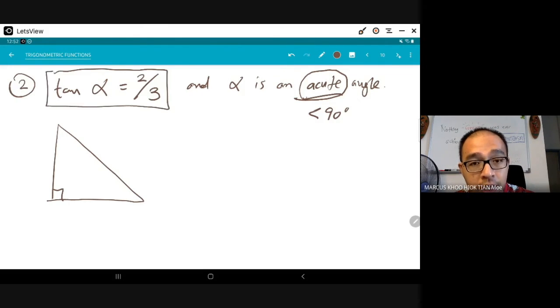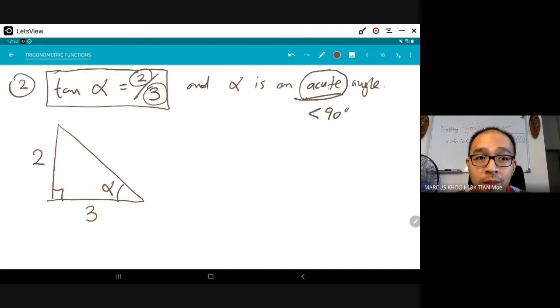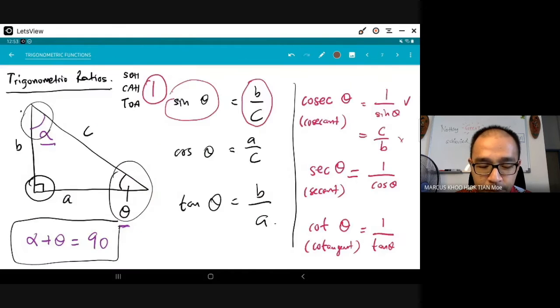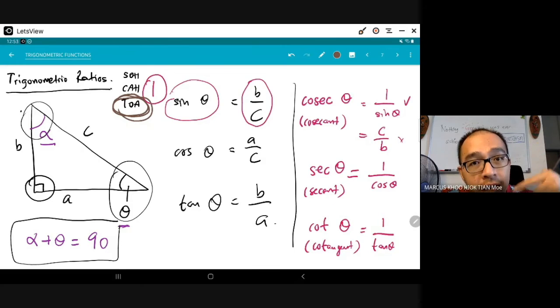Okay, let's go back to this. If tangent alpha equals to 2/3, let's say I put alpha over here. Where should the 2 go and where should the 3 go? 2 di kiri dan 3 di bawah sini. How do I know this? Macam mana kamu tahu? Hello, form 3. Apa guna kamu hafal ini? Tangent is opposite over adjacent.